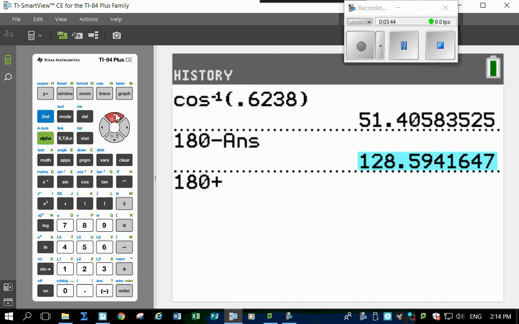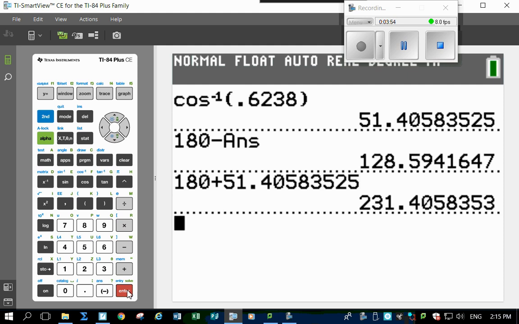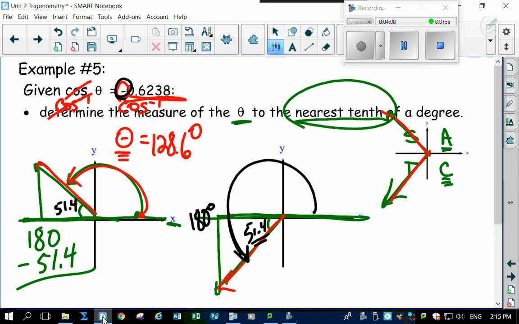And with your calculator, all you have to do is mouse up here like this and pick that number and hit enter. And it'll take that exact number with all its ugly decimal places and crank it in there right there. And you've got 231.4 degrees. 231.4 degrees it is, and that's the angle in standard position.